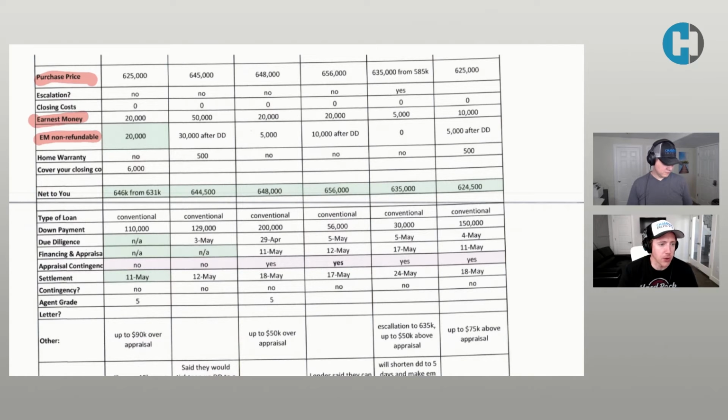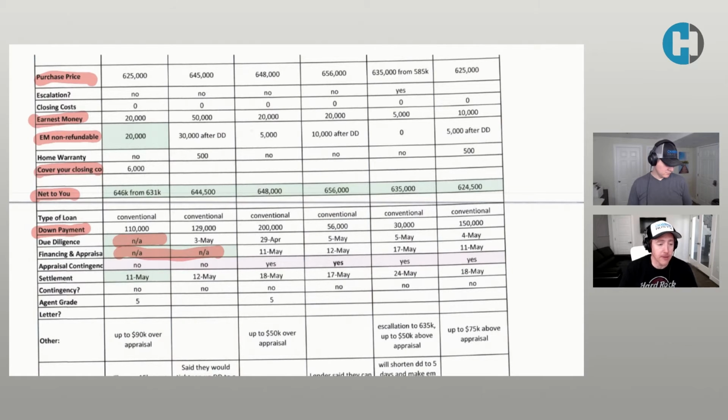How much they are willing to contribute to cover our closing costs, what our net would be to us, the type of loan they are going to be using. That can also determine how feasible it is for them to get funded. The down payment amount is another important thing. Not just how much earnest money they are putting in, but how much they are putting down, right? What the due diligence looks like and when it was going to expire, their financing and appraisal deadline, if they have an appraisal contingency, what their settlement date was, and if there were any other contingencies.